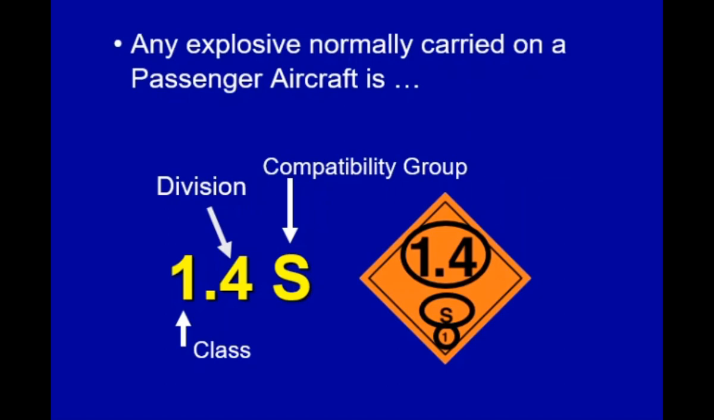So when you look at the label on the side, which is in orange color, you see 1.4 with an ellipse around it. That is division 1.4. And the compatibility group is the S under it. And the one you see below tells you it is class 1. That's all. Just as an example of how you read labels.